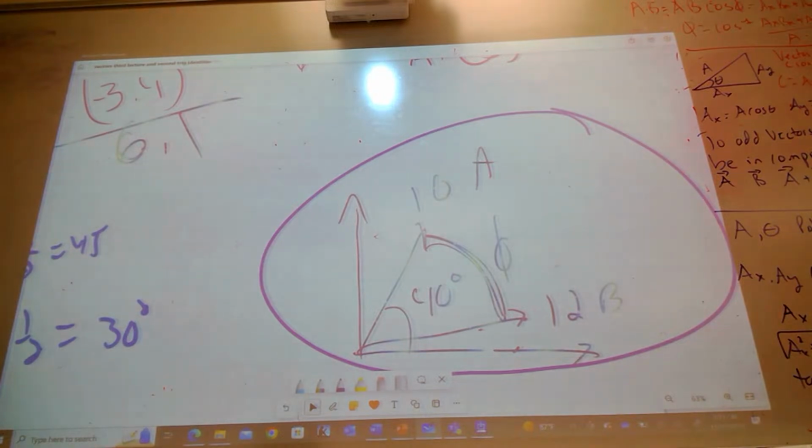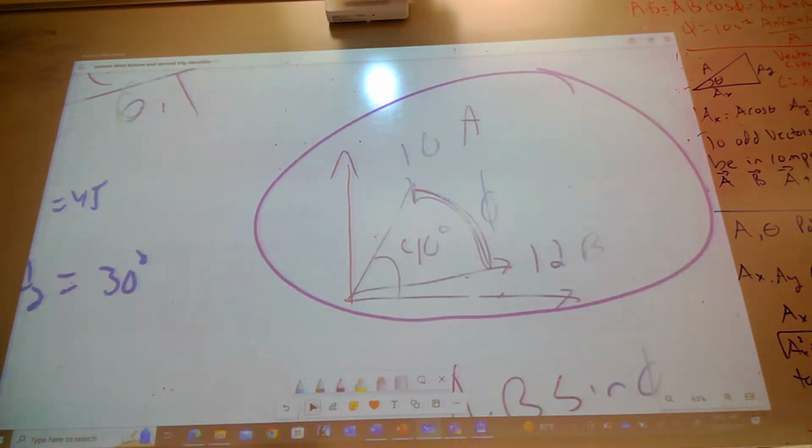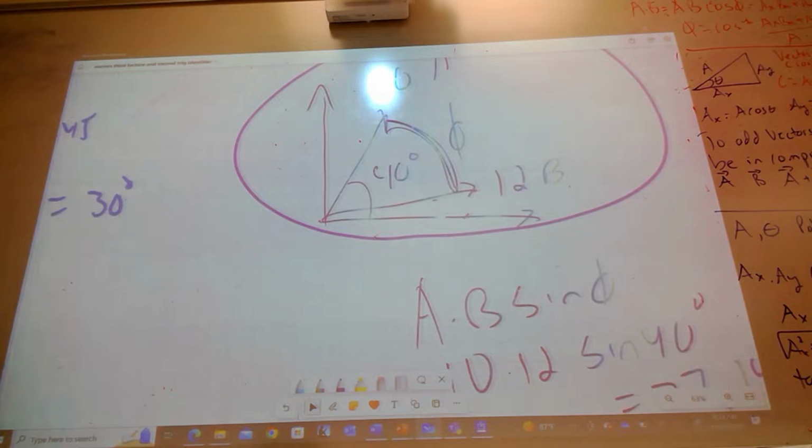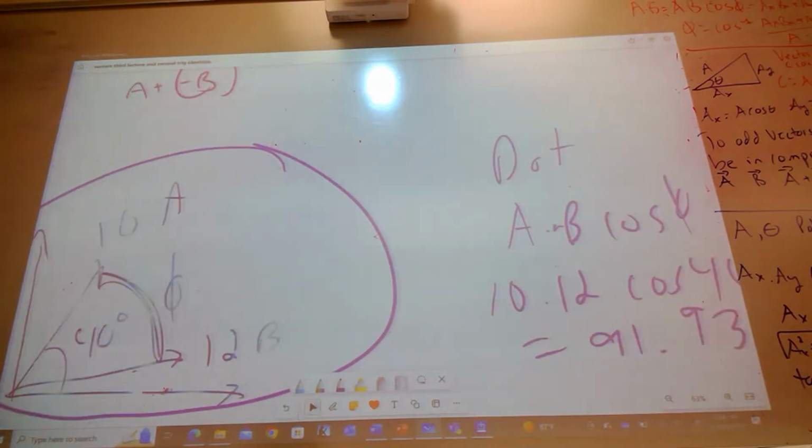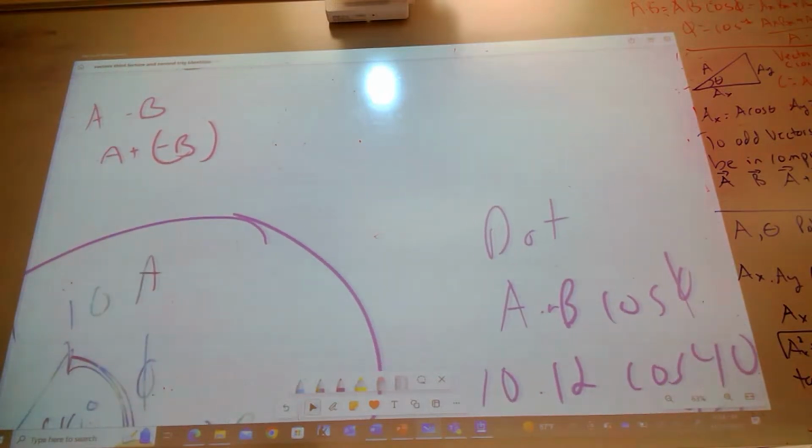I made phi simple. Phi is 40 degrees. Phi is the angle between the 2 vectors. Do your right-hand rule to figure out the direction. So we have 10 times 12 times the sine of 40, and we have 10 times 12 times the cosine of 40.